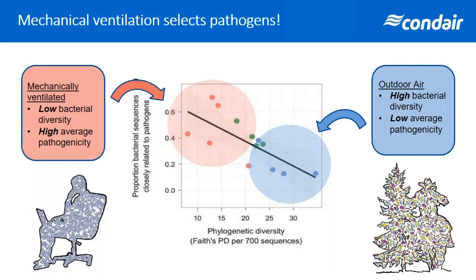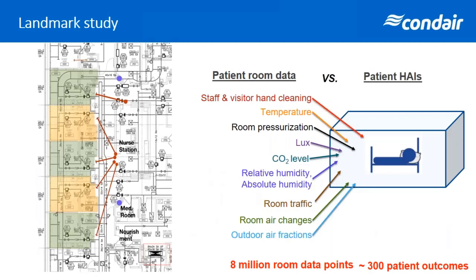And if you have operable windows, you're somewhere in the middle of that. So we're doing something in our buildings that's selecting for pathogens, selecting for the bacteria and the viruses that harm human beings. So what's going on? To get an idea of which indoor parameter might be responsible for this selection of harmful organisms, I decided to look at patient infections.